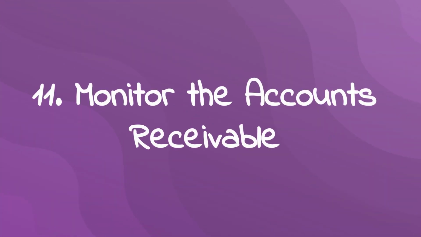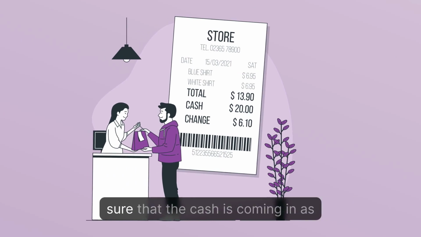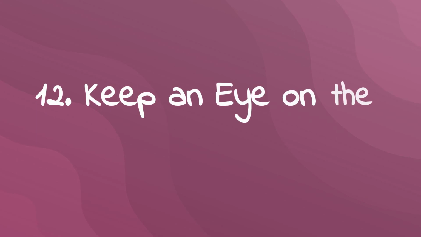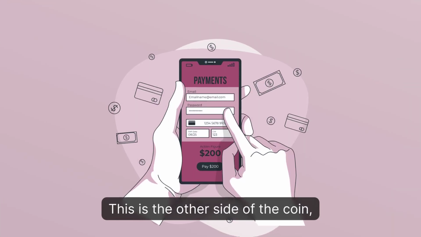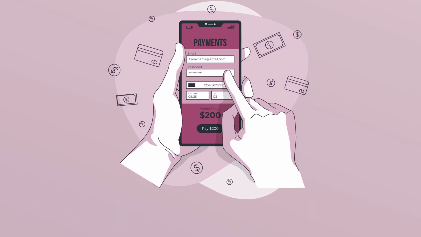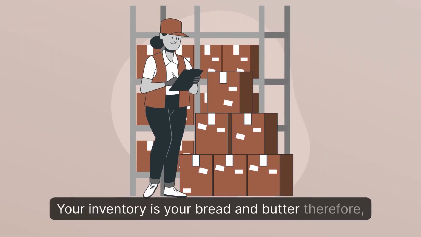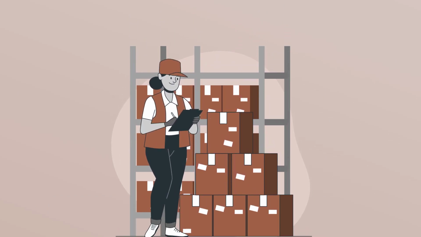11. Monitor the accounts receivable. Keep track of the accounts receivables to make sure that the cash is coming in as planned. 12. Keep an eye on the accounts payable. This is the other side of the coin, and it's essential to monitor how much and when you will have to pay your vendors. 13. Keep records of your inventory. Your inventory is your bread and butter, therefore, it's important that you track it periodically.